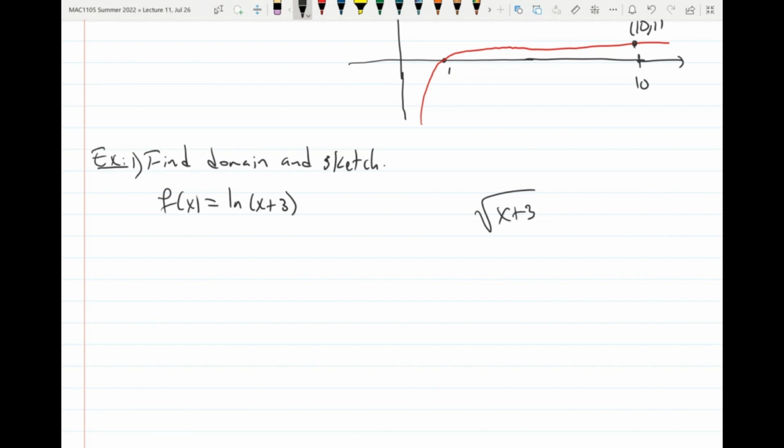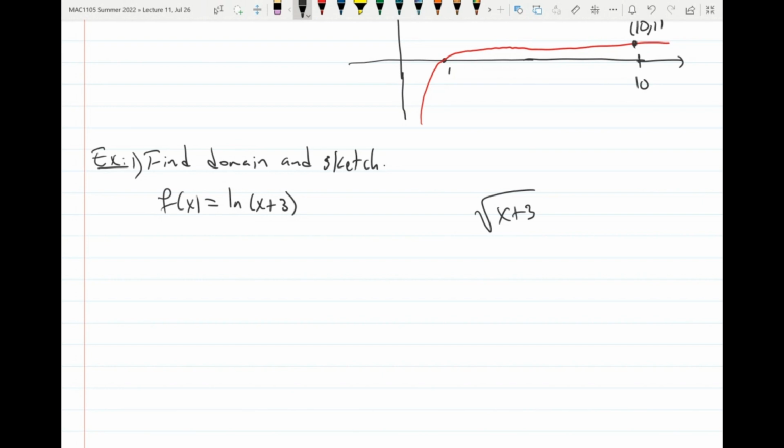I'm asking for domain. Yeah, but there are infinitely many solutions. So what question do you ask yourself when you want to find the domain in something like this? Yes? X plus 3 is greater than 0. Why? Greater than or equal to?